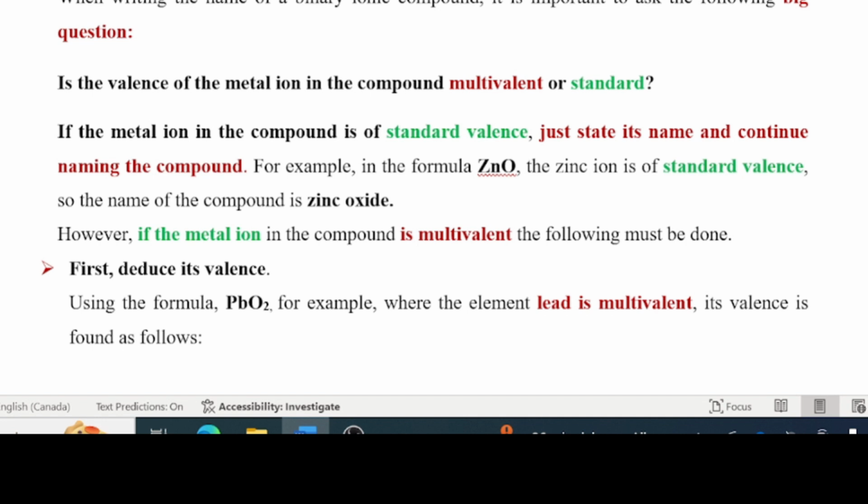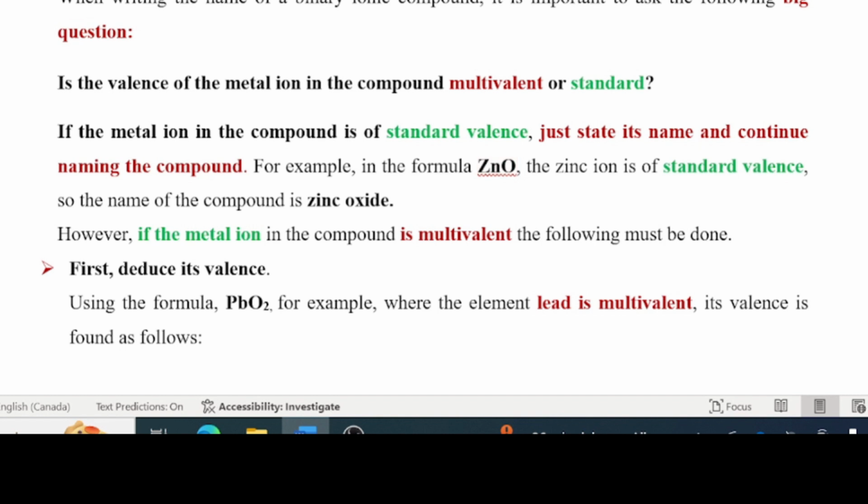Okay, so given a compound, you want to know whether the metal there belongs to the transition elements. For example, this one here. I pointed out to you that zinc and silver, apart from those in group 1A, group 2A, and group 3A, also have standard valencies. So in this case, because it is standard, it just says zinc oxide.